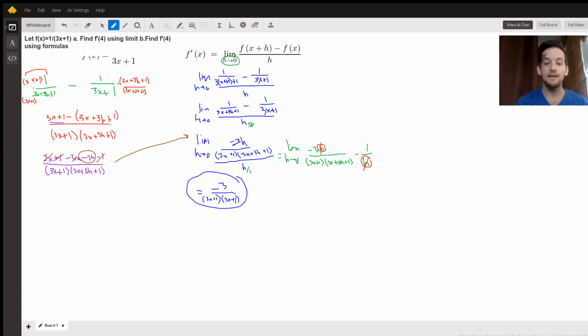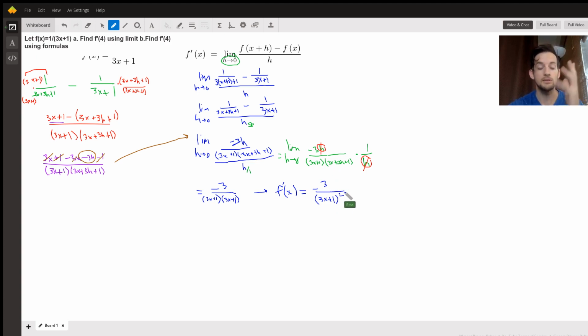All of that work gets us down to this expression, which is our derivative. When you follow this process, your ultimate goal is to get rid of h, eventually plug in 0 for h, and see what you end up with. And once that's done, you've got your derivative. Now I'm going to rewrite this just a little bit to make it more common. We would write f prime of x equals negative 3 divided by, and you could rewrite the bottom there as 3x plus 1 quantity squared. So finally, all that work and we've got our derivative.